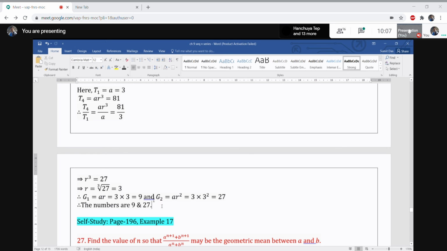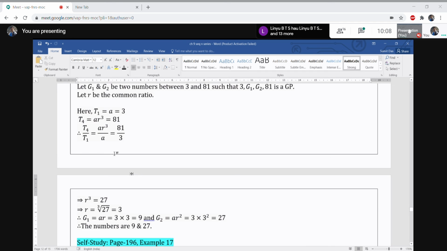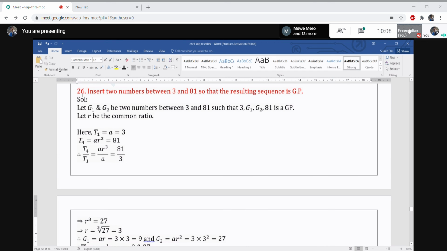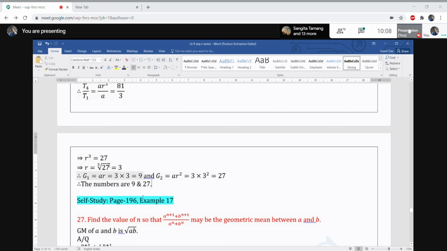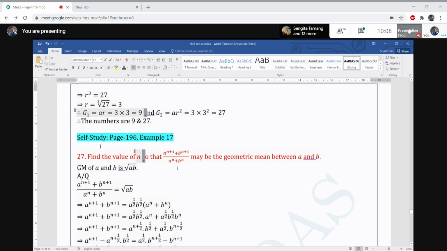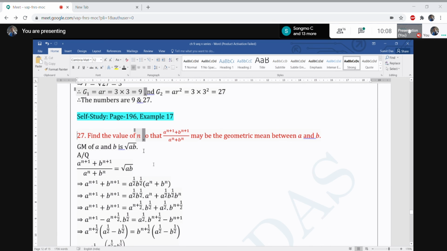Okay, and here I want to give you one self study question, same question. Just do page number 196, example 17. This example 17 is more important than this question. Same thing, but there we have to put three numbers. So similarly you have to find out R like this, and then you have to find G1, G2, G3. So self study example 17. Then let's move on to the 27.